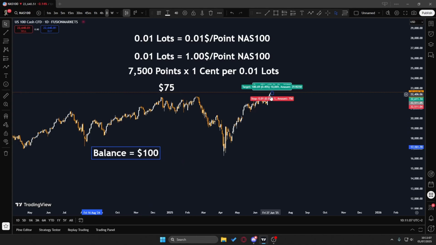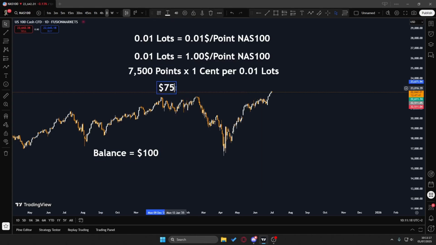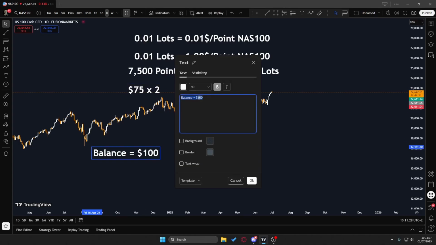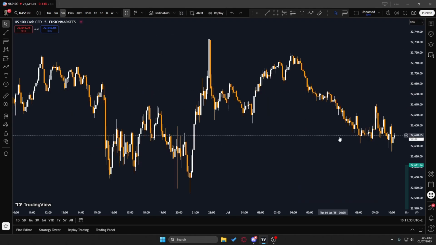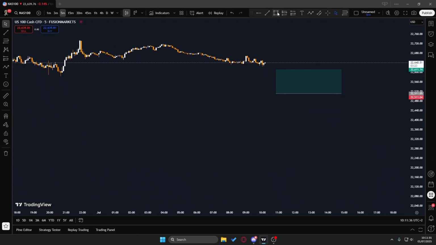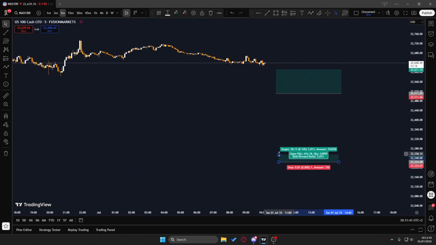Now, if I have two positions in here instead, or I have $200, I can then afford to multiply this by 2, to have $150 of potential loss, but on a balance of now $200. Which means if we go back to the 5-minute time frame here, what we can then do is place another buy position somewhere down here. Again, no stop loss, place it somewhere down here, and the same exact target.